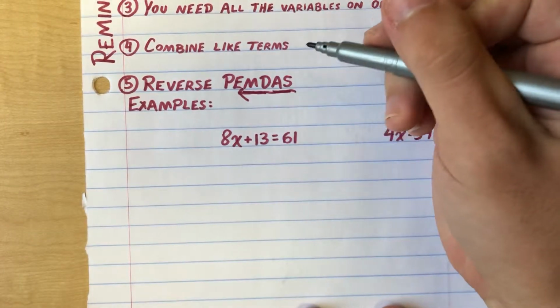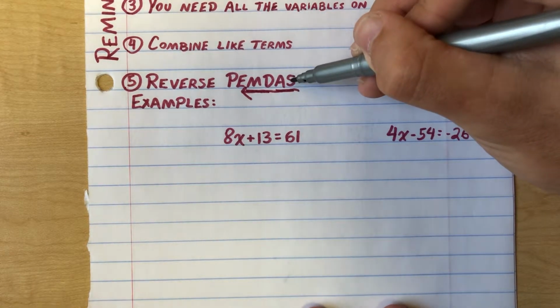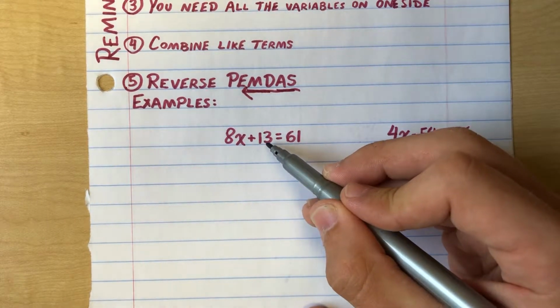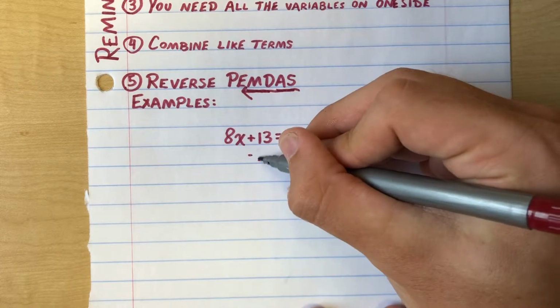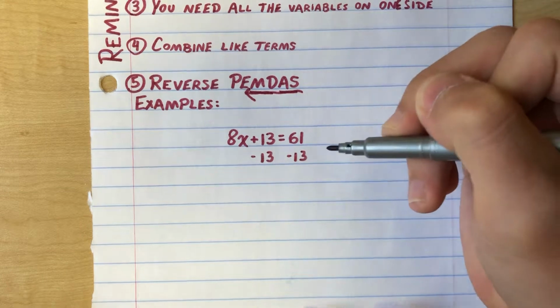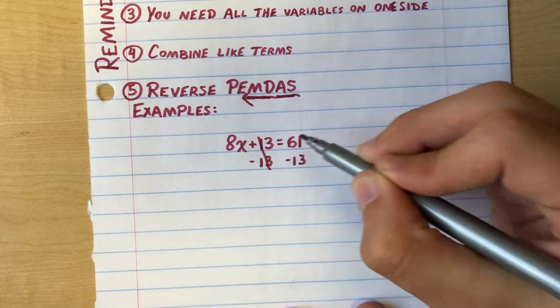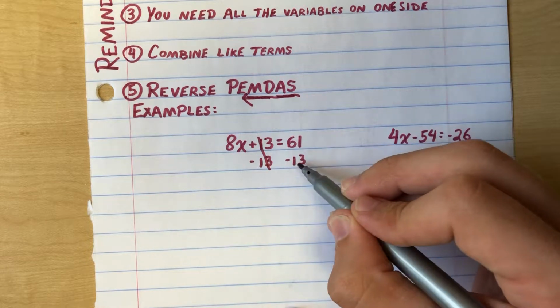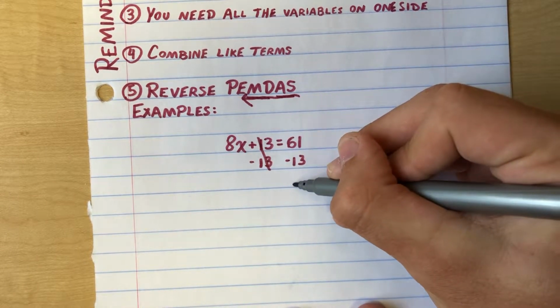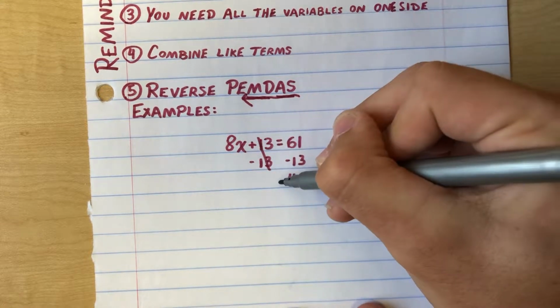All right, so first, like I said, we're going to do reverse PEMDAS. So we're going to take care of addition and subtraction first. It's being added by 13, so we're going to subtract 13 from both sides because that's the opposite of adding 13. So this side will be 13 minus 13, which will cancel to be 0. And 61 minus 13, if you plug it in a calculator, you'll find is 48. So now this side is equal to 48.